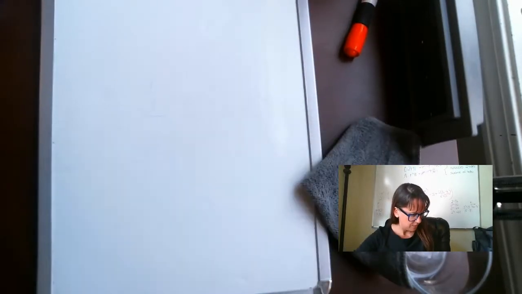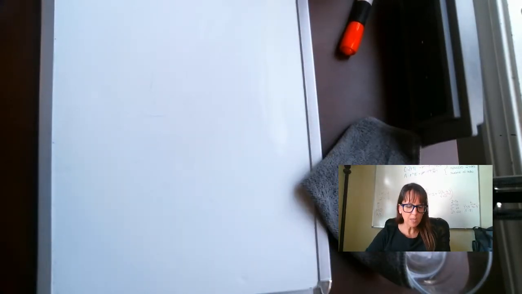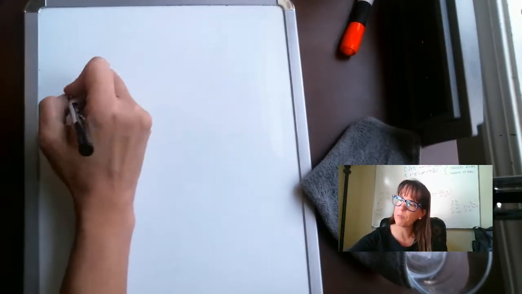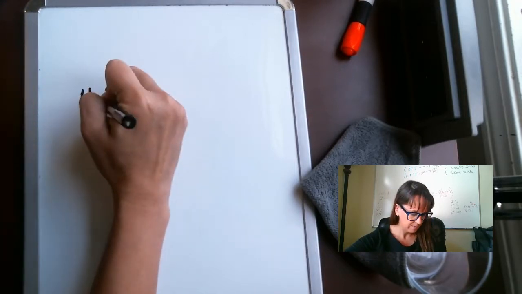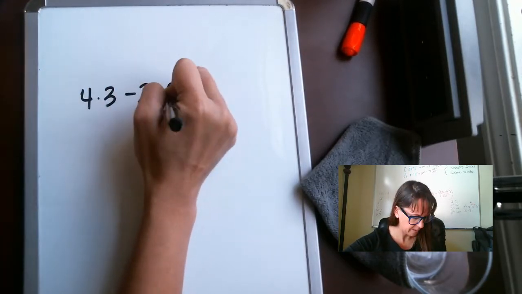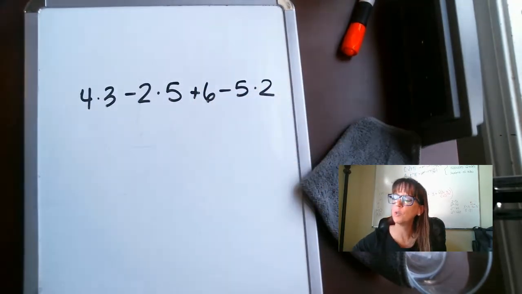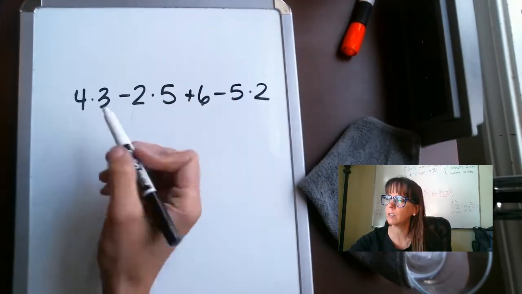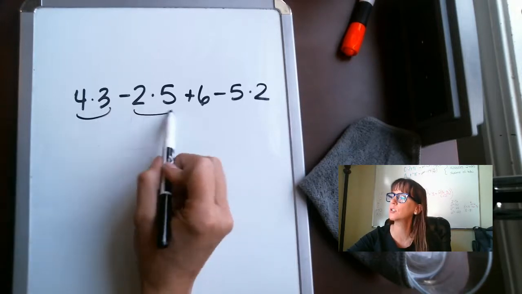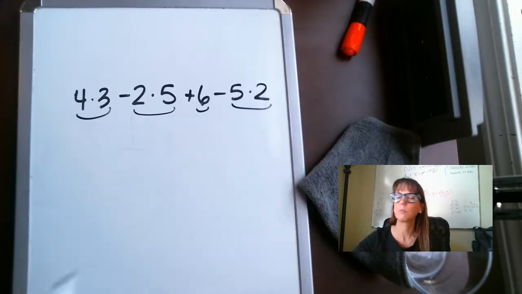So let's try another one. For example, number 3, we have 4 times 3 minus 2 times 5 plus 6 minus 5 times 2. All right, we're going to find our groups, right? Our chunks. Here's a chunk. There's a chunk. Chunk, broken up by addition and subtraction. We have 4 chunks here. Let's simplify those chunks together.